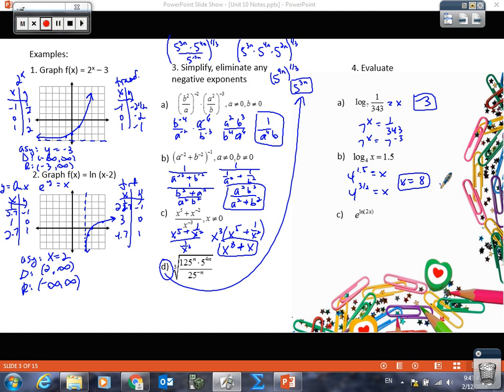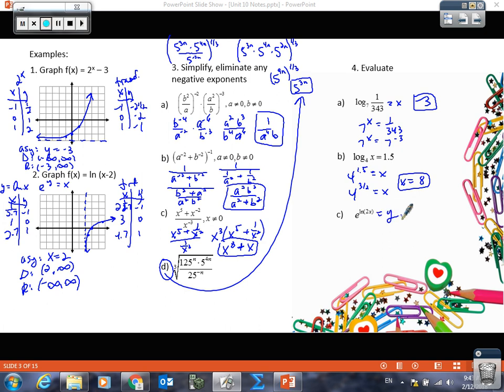Okay. This last one is a rule from the other page. If you know the rule, you can tell me what the answer is. If you don't know the rule, then it looks like a big mess. If you know the rule, you would tell me the answer is 2x. If you don't know the rule, let me show you what you could do. I would set it equal to some variable, not x, something else, like y.